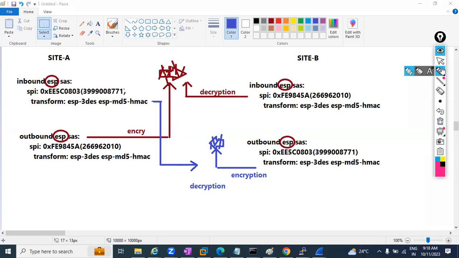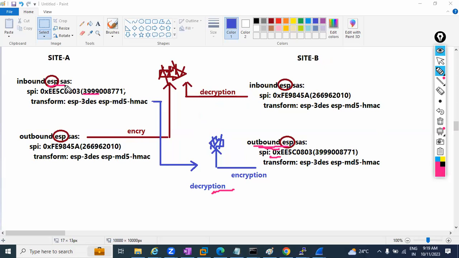So when site A sends the data, it would use its outbound ESP to encrypt the data. And when this data reaches the other site, site B would use the same SPI. It would take the help of the same SPI and use it for the decryption. Same on the other end. For outbound, you're sending the data, it would use the SPI here, and then the same SPI would be used for the decryption.